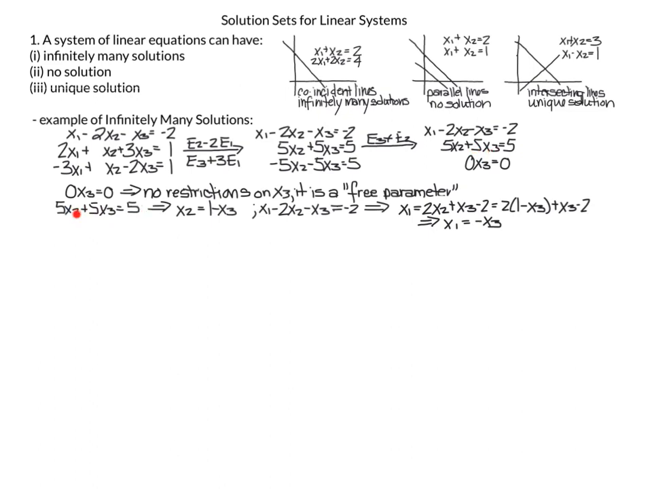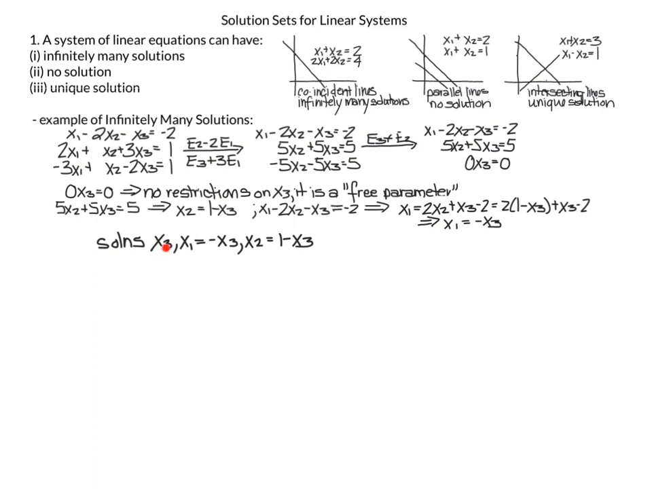So x2 is equal to 1 minus x3. And I also have x1 minus 2x2 minus x3 equals minus 2. So solving in terms of my free variable x3, that gives me x1 is equal to, moving this over, 2x2 plus x3 minus 2. And then I substitute for my x2, that's equal to 1 minus x3. So finally I get x1 is equal to minus x3, which means I have an infinite number of solutions because I have an infinite number of choices for x3.